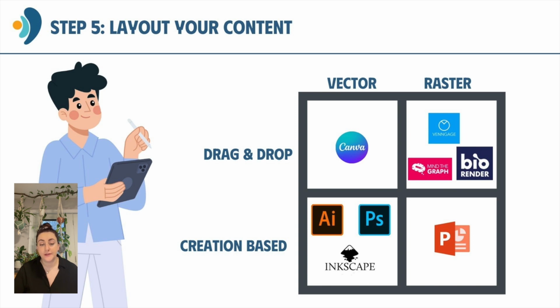Once you have the dimensions set up in your favorite platform, I've listed a few here that are user-friendly at different levels of experience. So we have two different main types of illustration content creation, where one of them is drag and drop. Drag and drop platforms like Canva, Venngage, or BioRender allow you to select components that are already illustrated from a bank of illustrations or images. And so these allow you to pick what you'd like, drop them into your canvas, and use them in that way. There's also creation-based platforms.